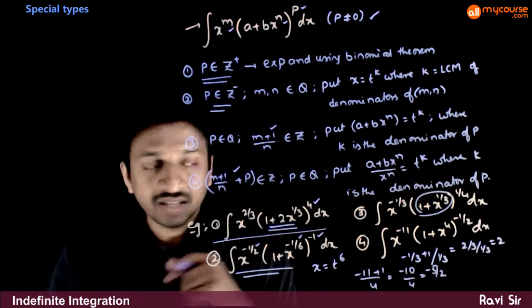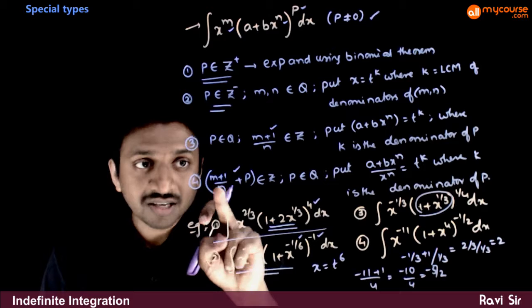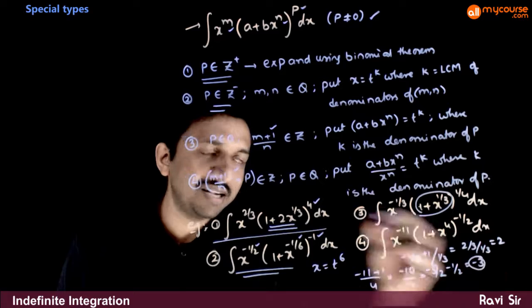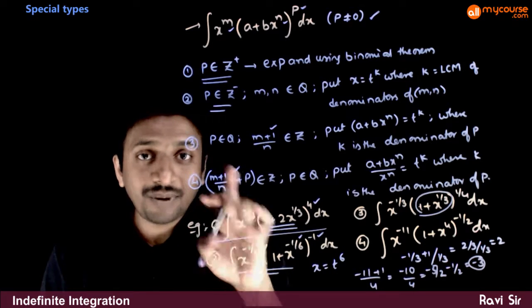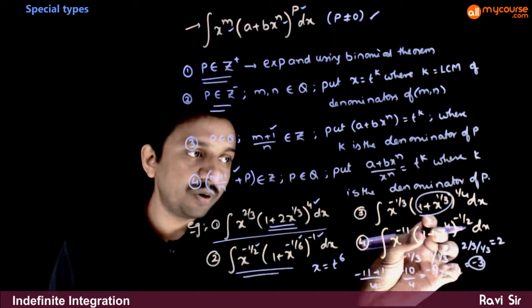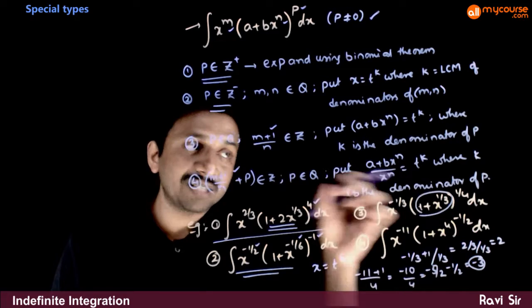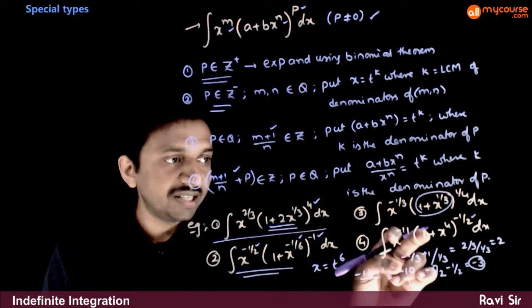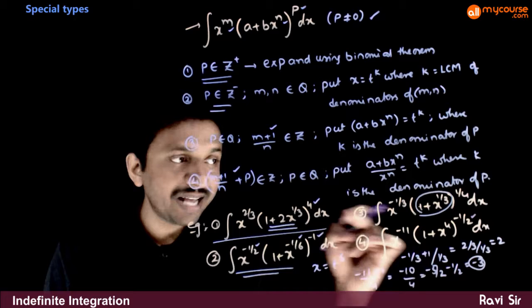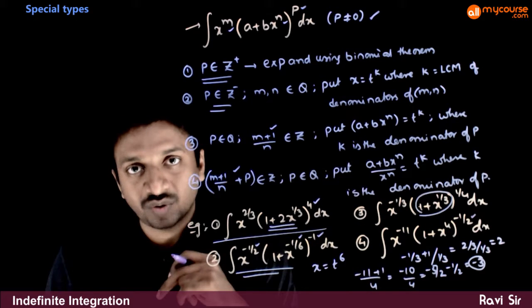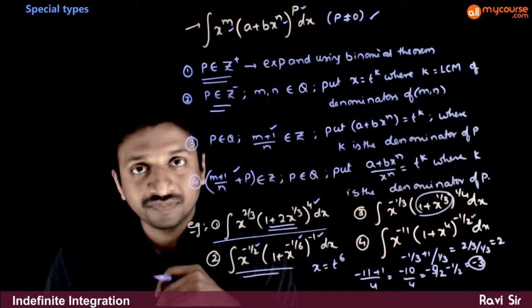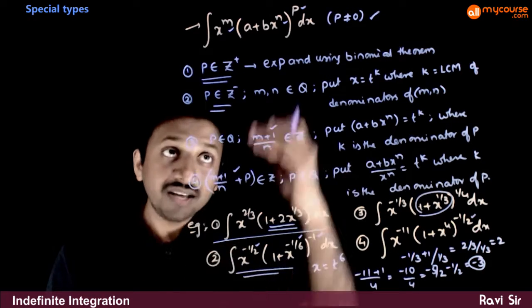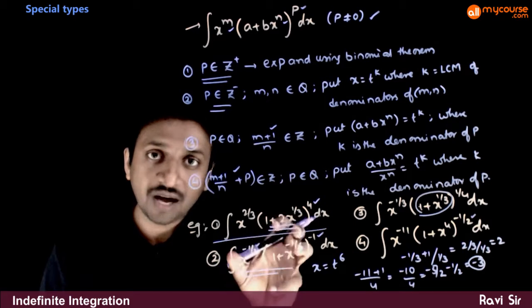It's not an integer. So now if (m plus 1) by n is not an integer, you add p to it. So if you add p, you get minus 1 by 2, that is equal to minus 3. So (m plus 1) by n plus p is an integer. Then you have to put (1 plus x power 4) by x power 4 is equal to t power the denominator of p. That is, in this, (1 plus x power 4) by x power 4 has to be equal to t square. So that will be the valid substitution. So what we do now is, let us solve these 4 questions using our general process and let us see how things will work out.